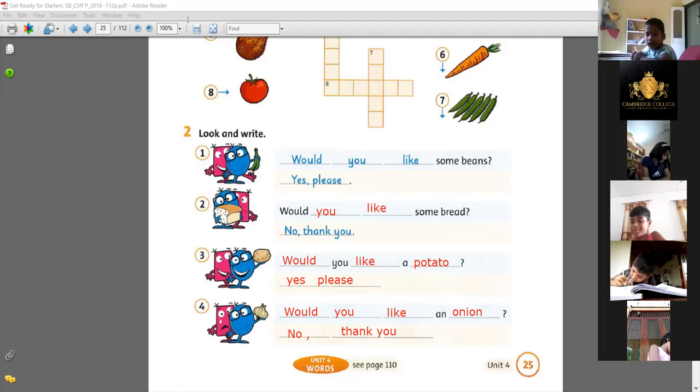Would you like beans? No, thank you. Okay, Suvi, now Slavin asks questions from Suvi. Would you like potato? Yes, thank you. Would you like rice? Yes, please. Would you like bread? Yes, please. Would you like cake? Yes, please.